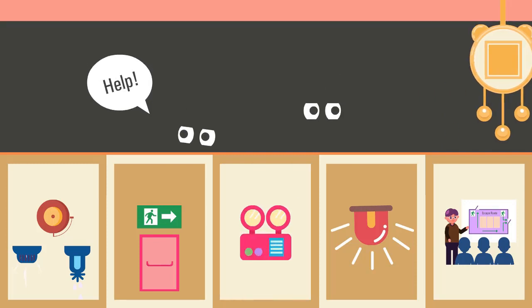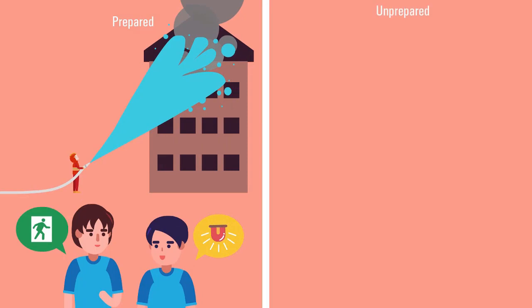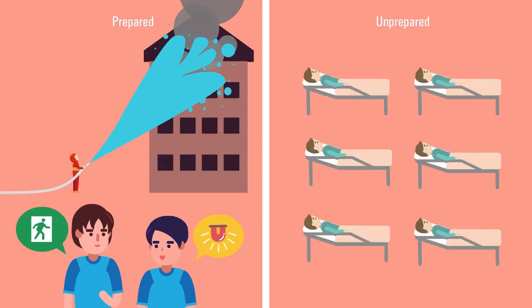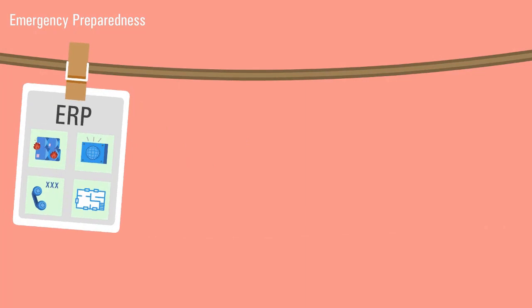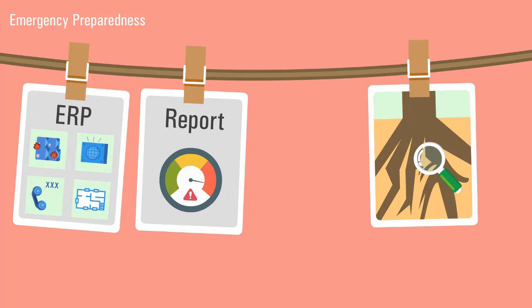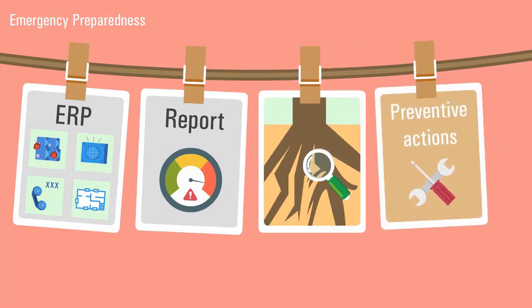When an emergency happens, being prepared can make the difference between a minor incident and a major disaster. Prepare emergency response plans and post-emergency evaluation with reporting, root cause investigation, and preventive actions.